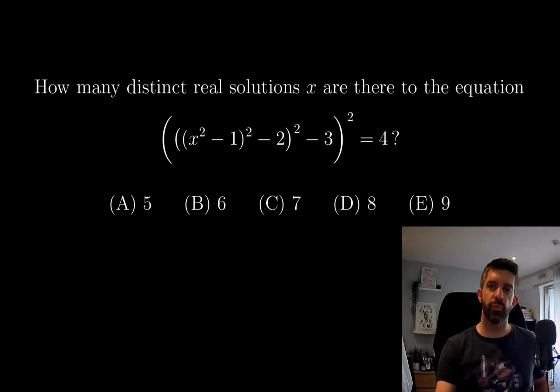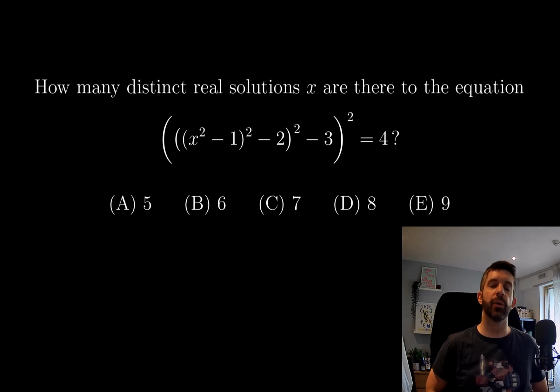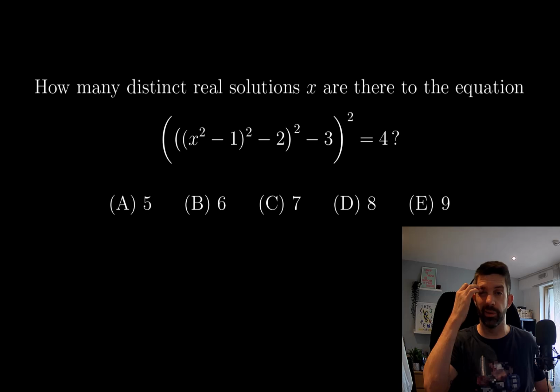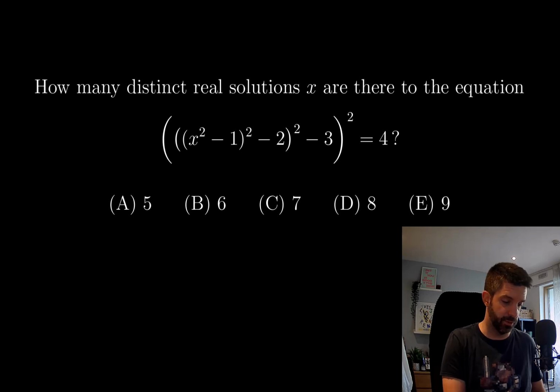How many distinct real solutions x are there to the equation? A bunch of nested things, squared, squared, squared, squared. The options are 5, 6, 7, 8, or 9. I'm not going to read this out. You can see it on the screen there. I'll write it here, though.